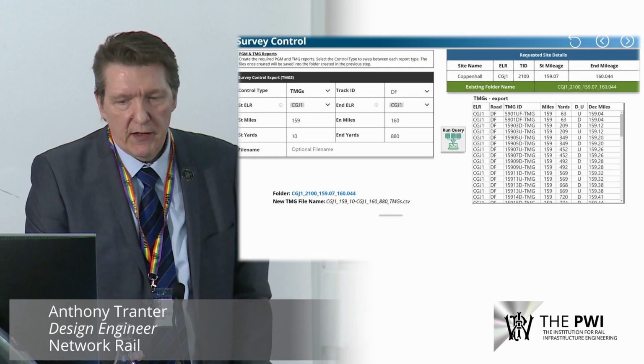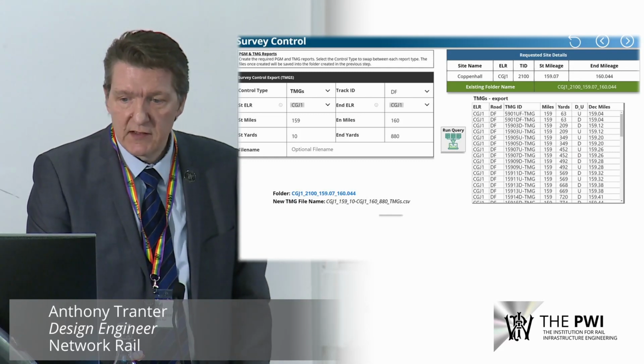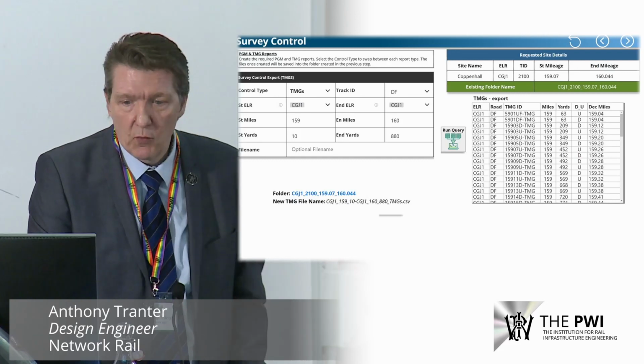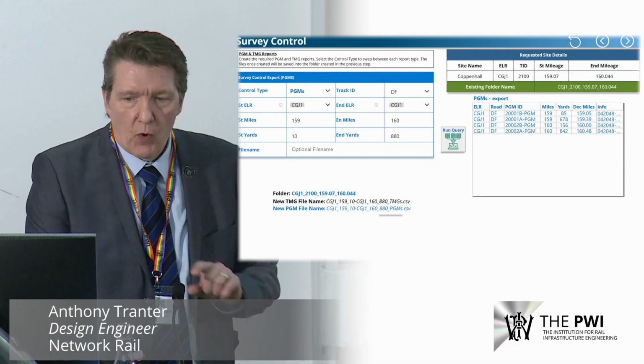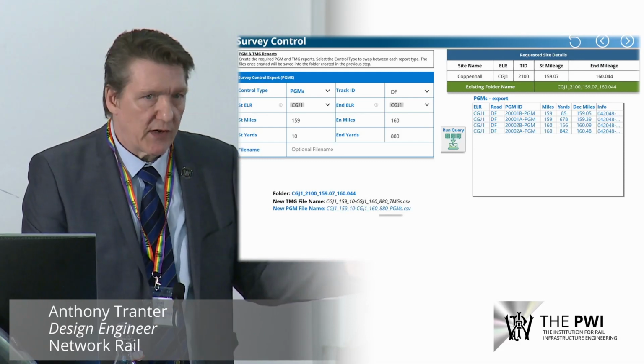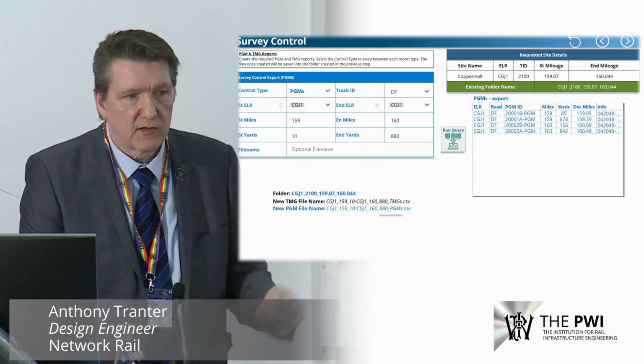And you run the query and you get your TMG list and you can check it in the viewer to see if that's exactly what you wanted and then run it again if it wasn't. And your PGMs is the same, and what this will do is it will send a request to Power Automate to generate a CSV file for each of those files.